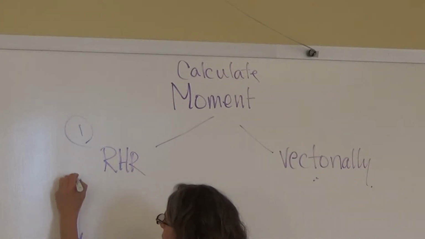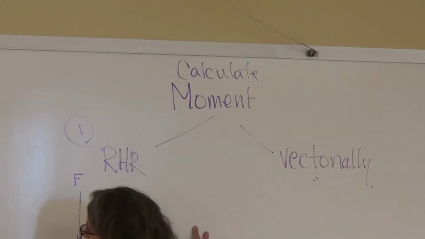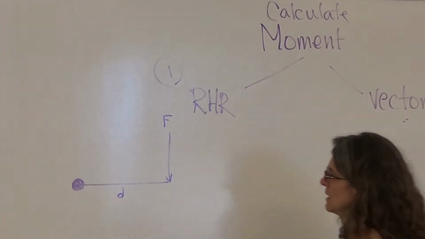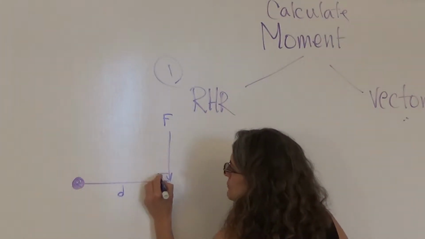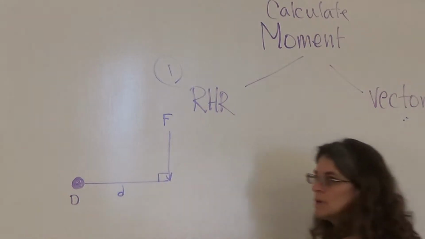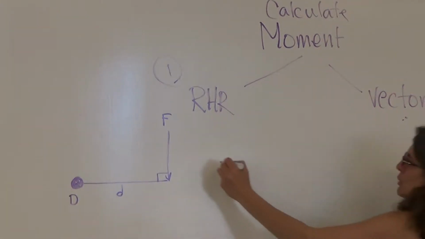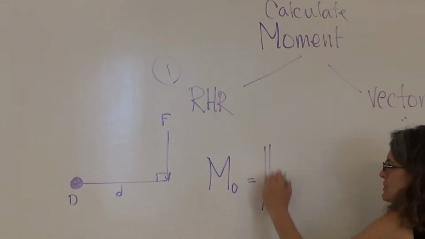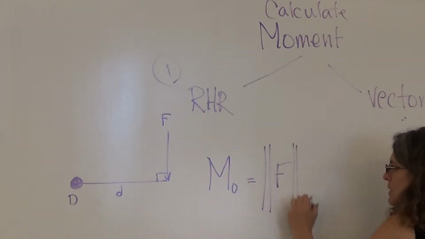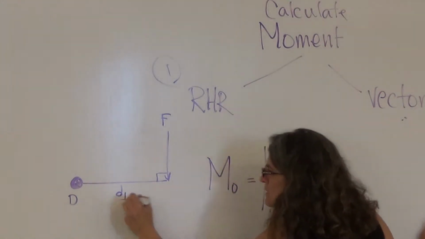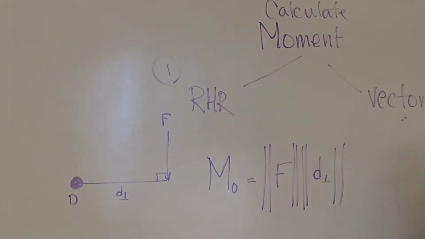So we have a force applied, and here's a distance. Here's my distance d. Notice the distance and the force are perpendicular. So the moment, this is point O. Here's the notation. The moment, capital M, about point O is equal to the absolute value of the force times the absolute value of the perpendicular distance. This is how we get the magnitude part.